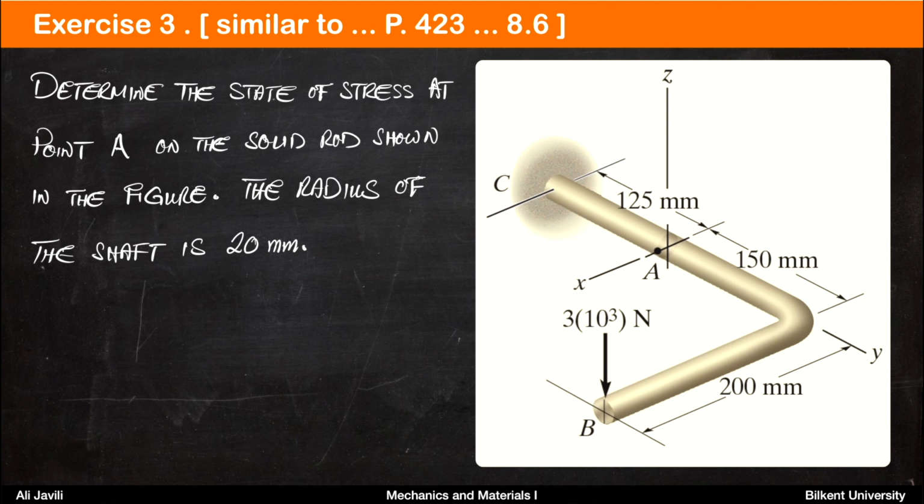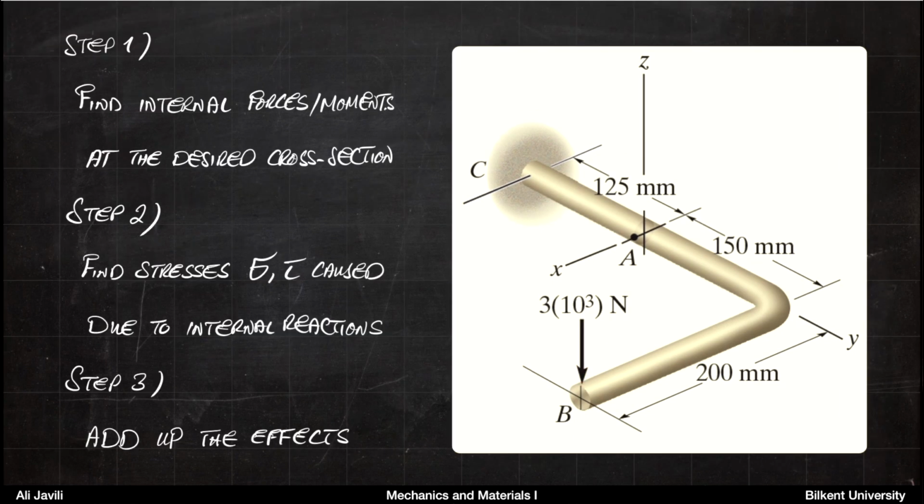All right, but now let's say we have this less complicated case and we know the force is exactly vertical, in the opposite direction of the z-axis. So what we do is, again, very similar to what we had done before. You need to find the internal loading at the cross section you are interested in. Point A is on this cross section, so we cut it there, calculate the internal loadings, then from that we calculate the stress state, sigma and tau, and then you add up the effects together.